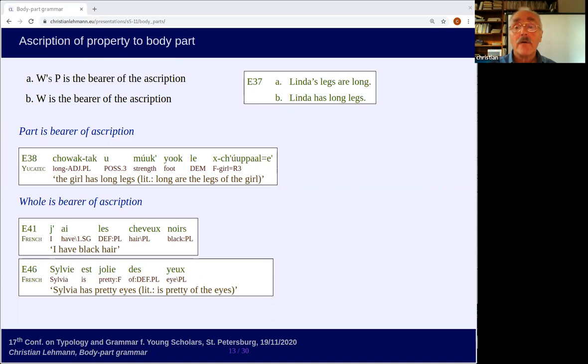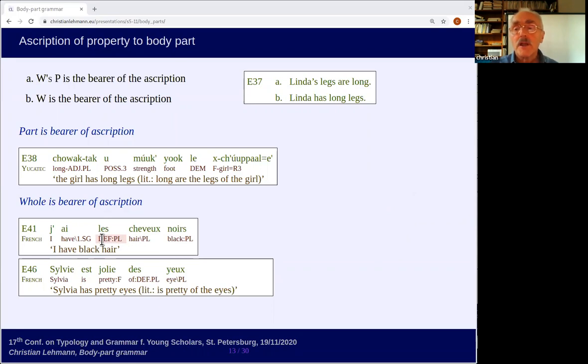And on the other hand, whole is the bearer of ascription. Construction B above is a variant of the ascription of possession to the possessor, namely the variant where the part to be ascribed to the whole is provided by its own attribute. The French instance of it, illustrated by example 41, is instructive. J'ai les cheveux noirs. The crucial difference between this construction and a simple ascription of possession resides in the definiteness of P. It indicates that the existence of the P on this W is presupposed.